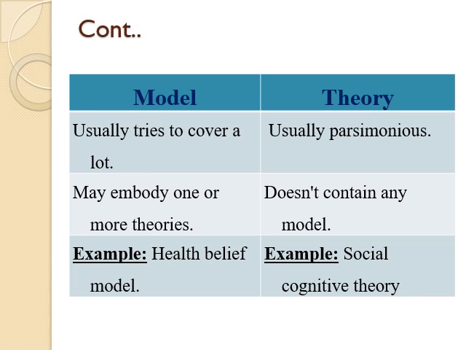Model usually tries to cover a lot. Theory usually parsimonious. Model may embody one or more theories. Theory doesn't contain any model. Model example: health belief model. Theory example: social cognitive theory.